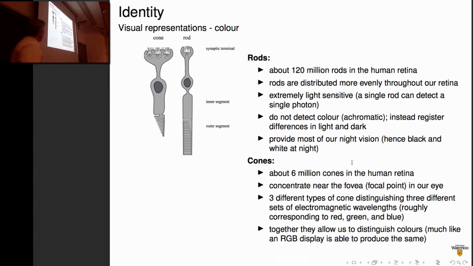In cones, we have 3 different types of cones, roughly corresponding to a red cone, a green cone, and a blue cone. And it's that range of the electromagnetic spectrum that they react to, that they're sensitive to. And together, the three cones allow us to distinguish the colors of different objects, everything that we see. And it's not surprising, if you look at an RGB display, red, green, blue, that you can construct pretty much any color on your terminal display.